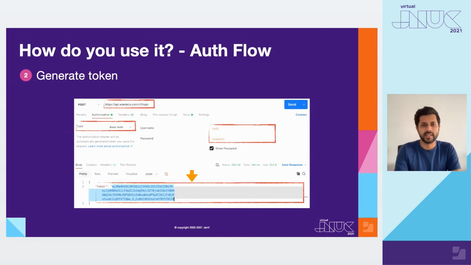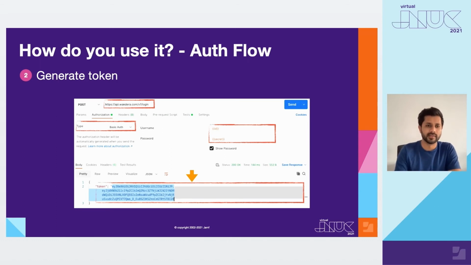Once you've got your basic credentials, you can call the login endpoint to get your token. You can do this by making a call to the login endpoint using basic auth with the application ID as your username and the application secret as your password. This will give you a JSON Web Token, or JWT, which will authenticate your other calls.